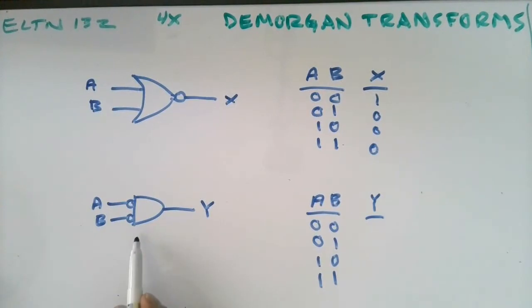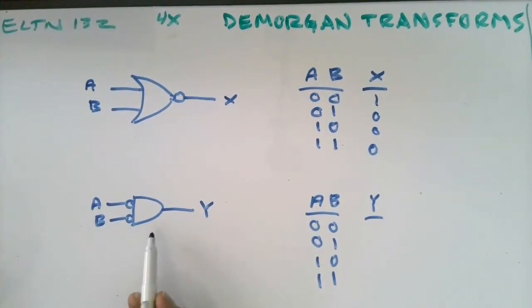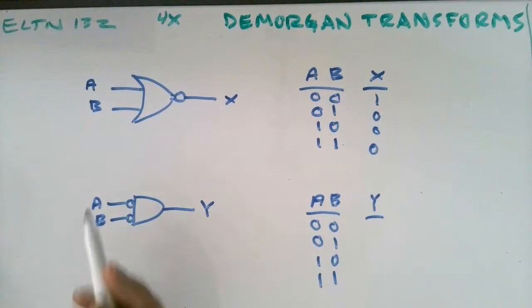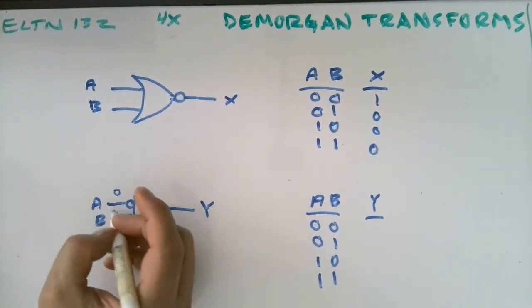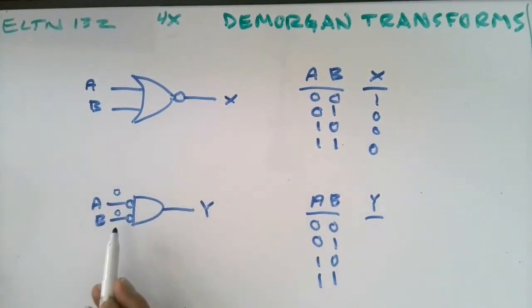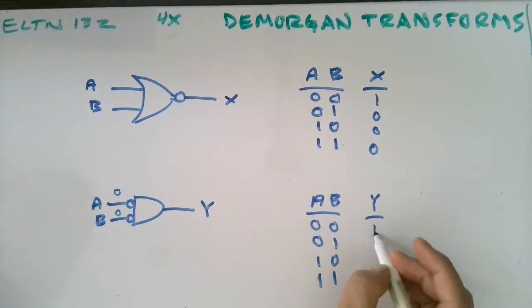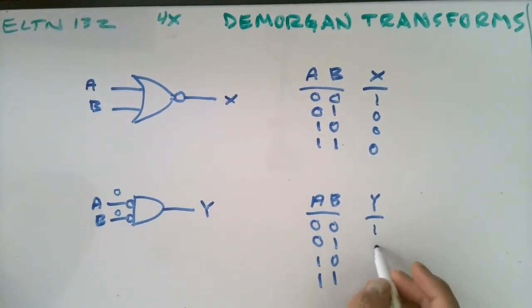Now let's take a look at our negative AND gate, not a NAND gate because the inputs are inverted. This is a negative AND. Now again, with an AND gate, the only time we have a true output is if both inputs are 1. But in this case, because they're inverted, the only time we're going to have a true output is if both inputs are 0. So again, we'd have a 1 here, and then the rest of these outputs are 0.